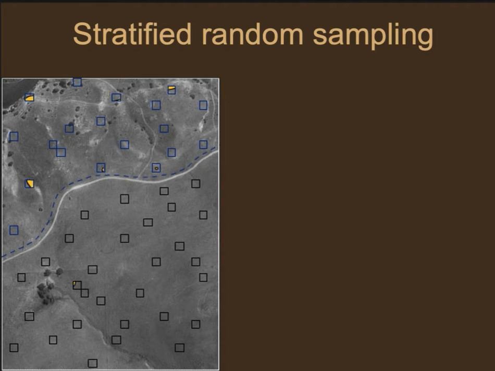So you could stratify a sample, if you're doing a human population, by gender, economic class, ethnicity, etc. That is stratifying. You're stratifying your sample into different categories.